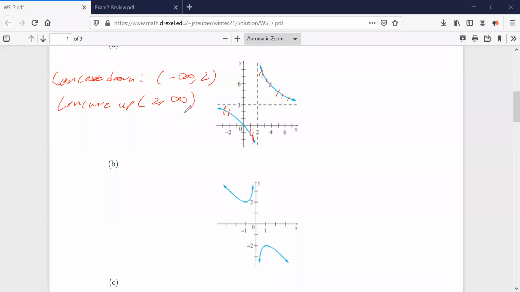And here there are no points of inflection because it's not defined at 2, which is the point where it switches from concave up to concave down, or the value at which it switches. It's not actually defined at that point.